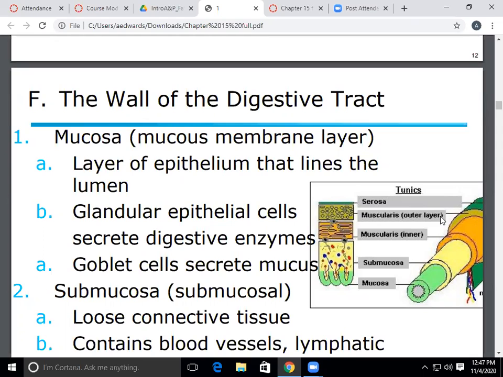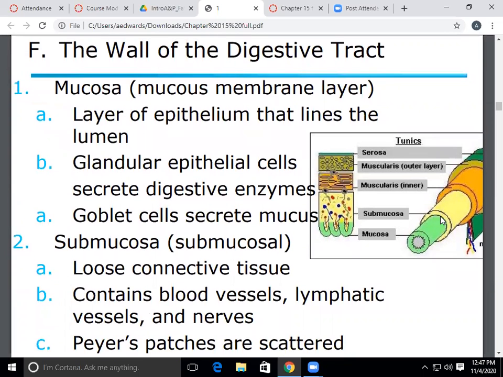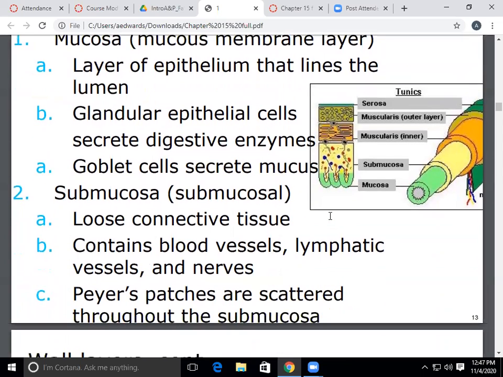You also have another layer of submucosa. Sub means usually below or beneath. So here you have loose connective tissue. Typically it's going to have blood vessels and lymphatic vessels and nerves in the submucosa. You can see that here. Blood vessels, lymphatic vessels, and nerves. In the submucosa, you also have what we call Peyer's patches, and they're scattered throughout the submucosa.